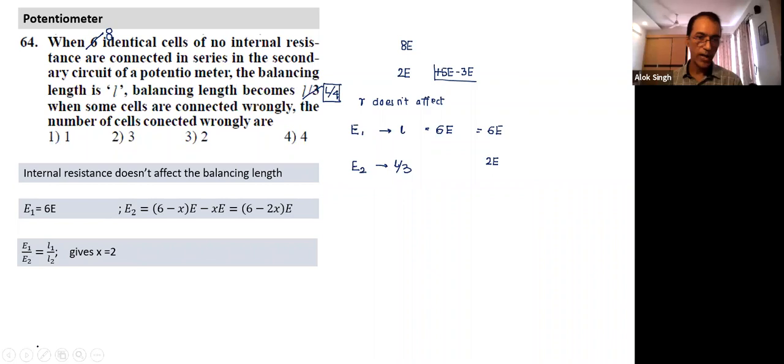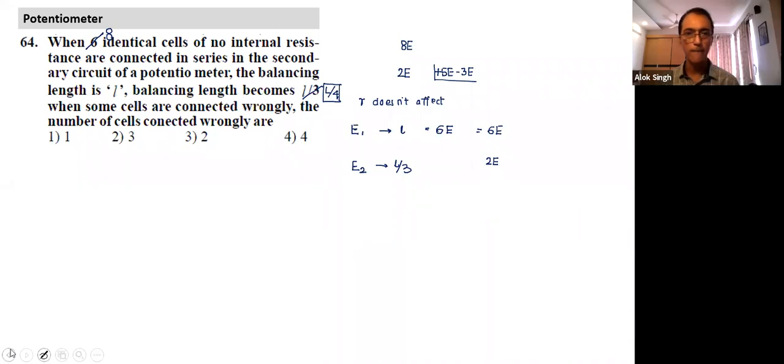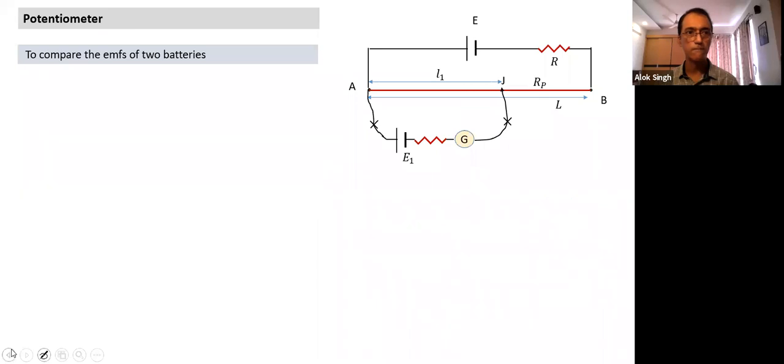Okay. What we'll do today, all of you go through it, I'll send these files also. We have a doubt session as well. So when we meet in the evening session, if there's any doubt, we'll go through it and we'll do some additional questions on the potentiometer principle.